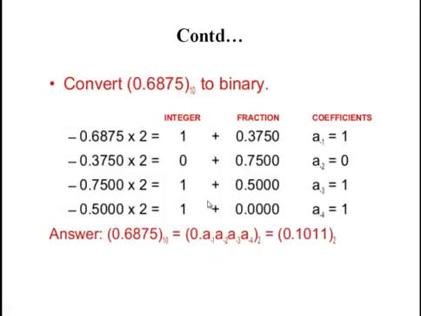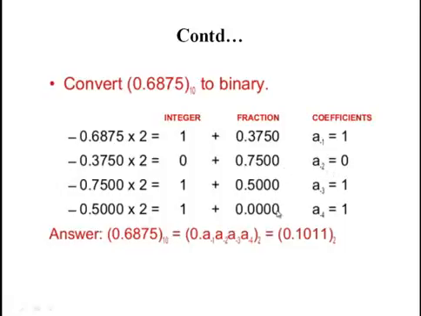Now if we have to convert the fractional part, the decimal number 0.6875, to binary, as we did in the integer part where we divided the number by the base 2, here we multiply the number by the base 2. Say for example, 0.6875 is multiplied by 2, and the integer part is 1, and the fractional part is 0.3750, and we note the coefficient A minus 1, which is equal to 1. Again we multiply this fraction 0.3750 by the base 2. The integer is 0, the fraction is 0.7500, and the coefficient is 0.